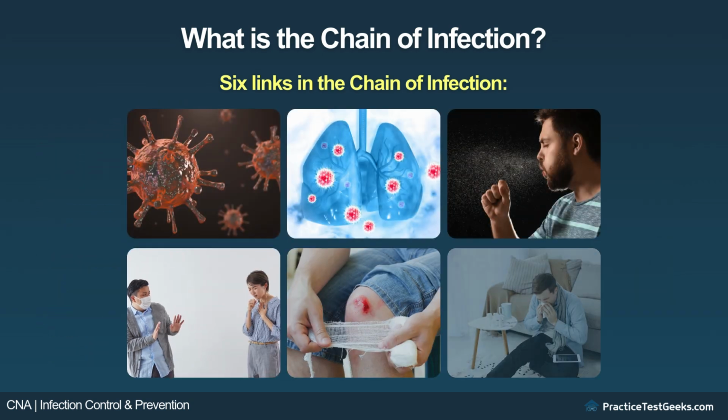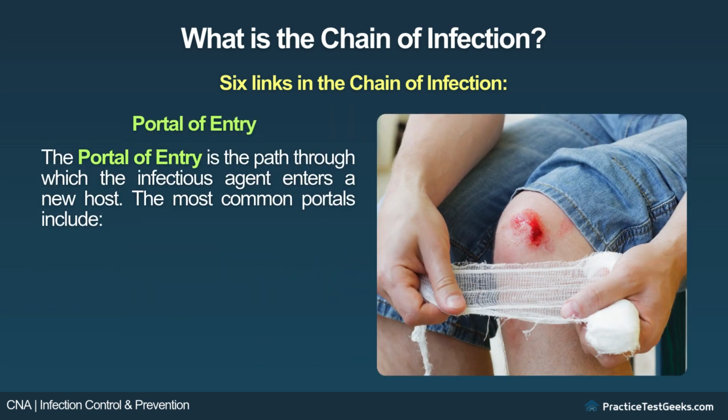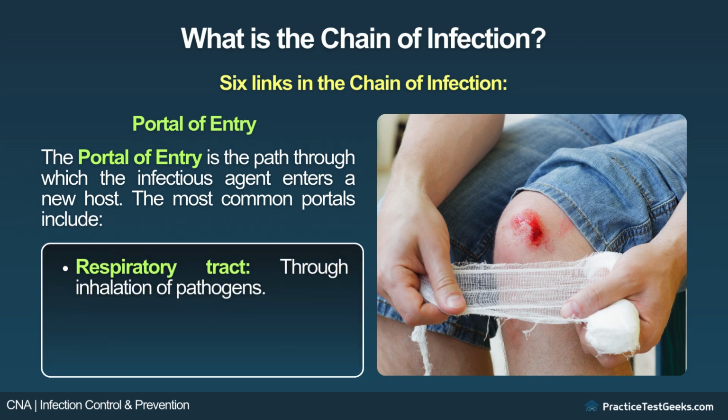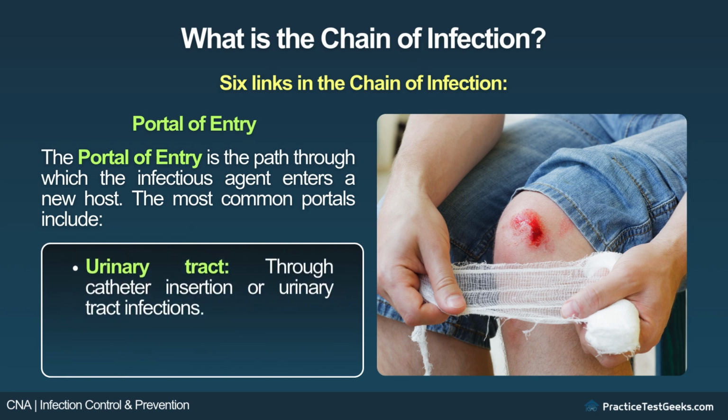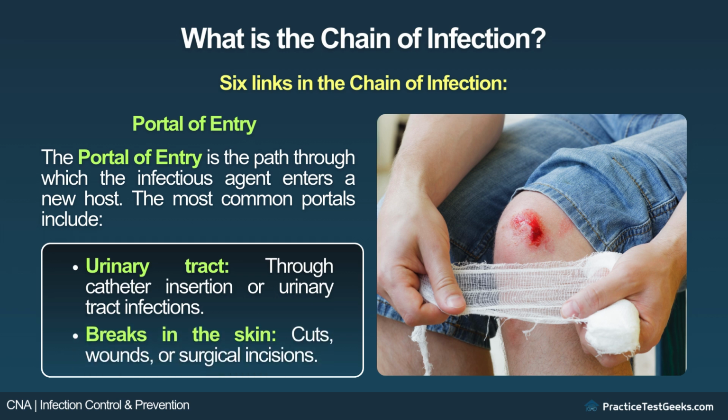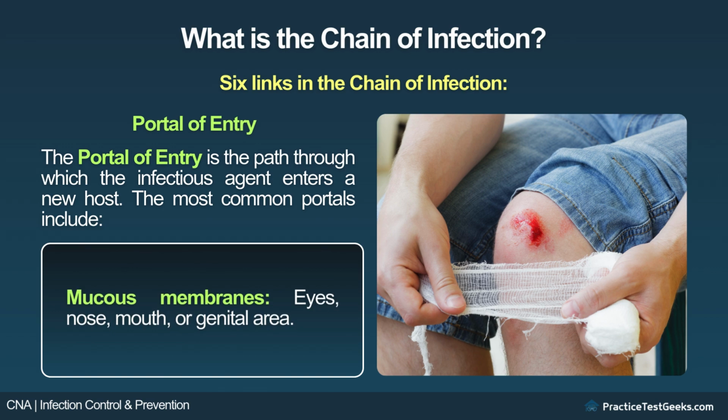Now let's look at how these infectious agents enter a new host. The portal of entry describes the route by which infectious agents gain access to the body. This can happen through the respiratory tract when pathogens are inhaled, the gastrointestinal tract through contaminated food or water, or the urinary tract through procedures such as catheter insertion. Entry can also occur through breaks in the skin, like cuts and surgical incisions, as well as through mucous membranes in the eyes, nose, mouth, or genital area.